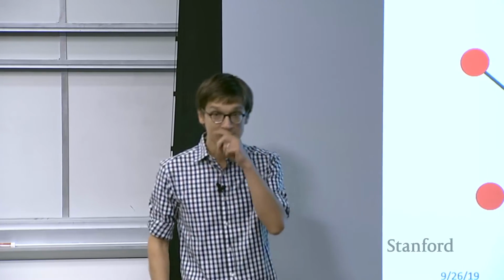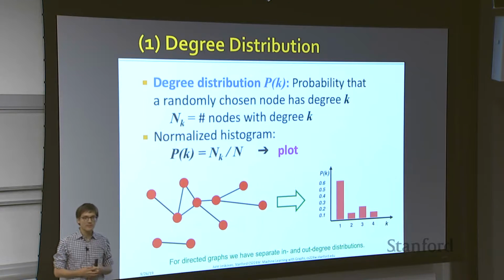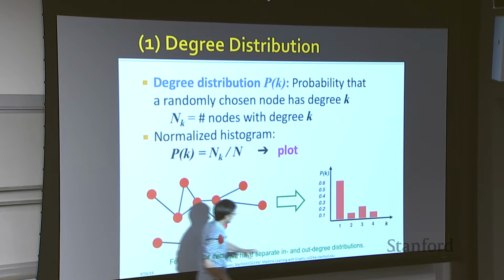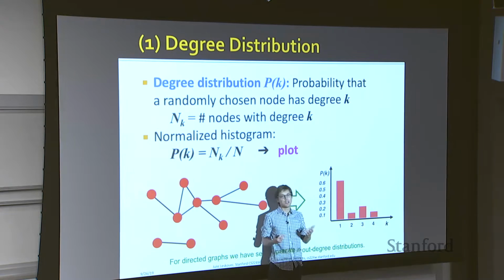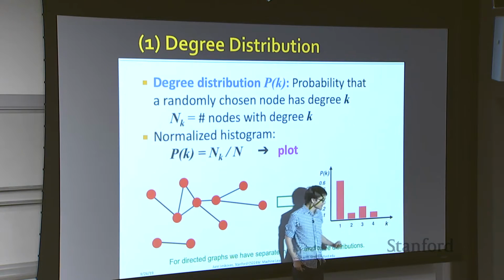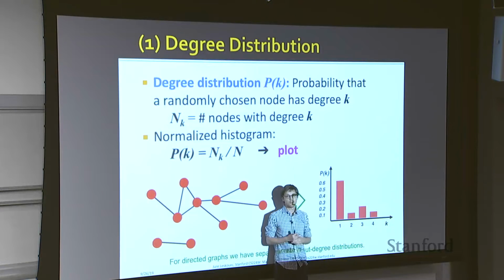So the first thing that is important, and it will pop up in future lectures as well, is this notion of a degree distribution, which is simply asking, if I'm given a graph, I want to plot a histogram of how many nodes have a given degree, right? So if I have this graph here on 10 nodes, then this would be the degree distribution histogram, where on the x-axis I plot the degrees, and on the y-axis I plot how many nodes, or what fraction of nodes, have that degree.